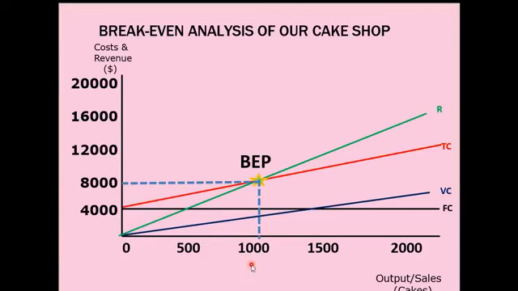But the next cake after 1,000 is the beginning of profit, which means the 1,001st cake is the beginning of profit. What am I saying? If the business has passed this 1,000 and we are at 1,500, it means the business has made a profit of 500 cakes. That is what break-even analysis is all about.